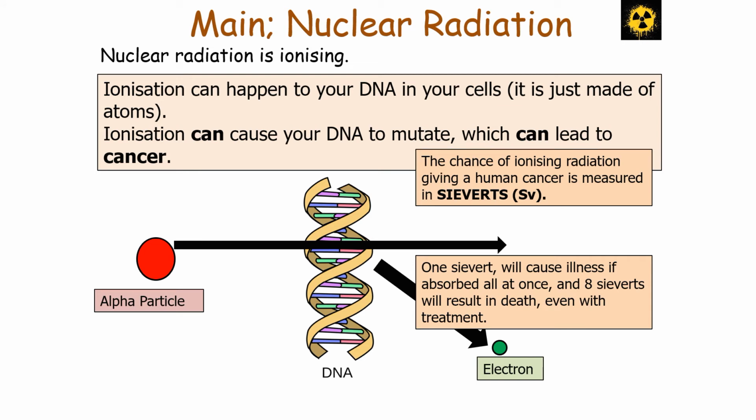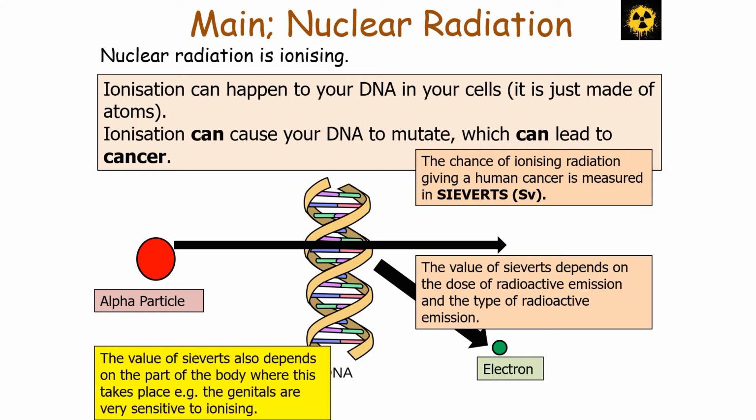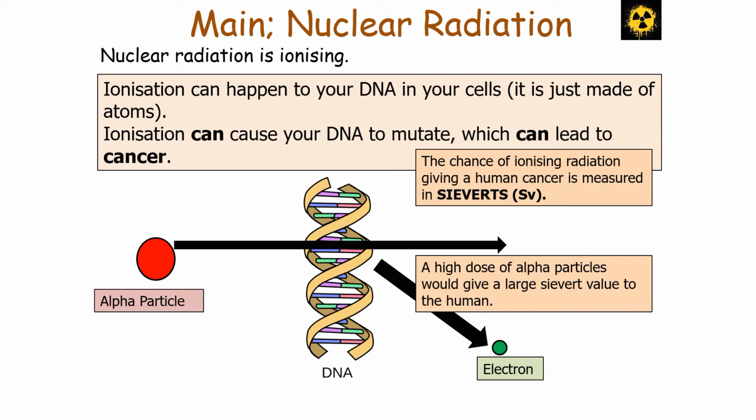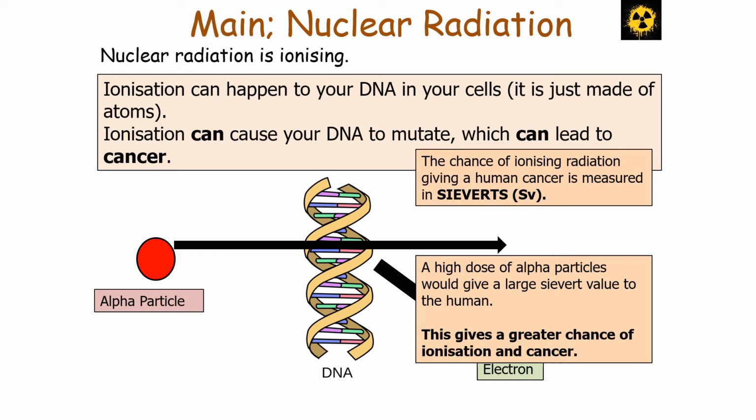Now, 1 sievert will cause illness if absorbed all at once, and 8 sieverts will result in death even with treatment. So the value of sieverts depends on the dose of radioactive emission and the type of radioactive emission. The value of sieverts also depends on the part of the body where it takes place. So for example, the genitals are very sensitive to ionizing radiation. Now, a high dose of alpha particles will lead to a large sievert value in the human. So this gives a greater chance of ionization and a greater chance of cancer.